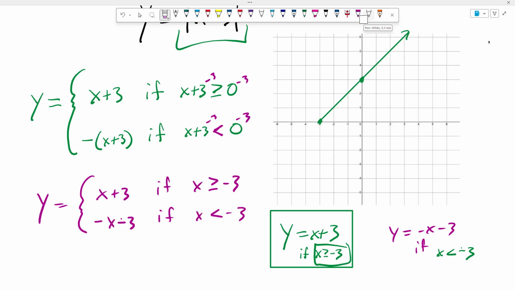And then this is also a linear equation with a slope of negative 1, y-intercept of negative 3. But we got to erase everything or keep it only when x is less than negative 3, only here. So we erase all this. There we go.